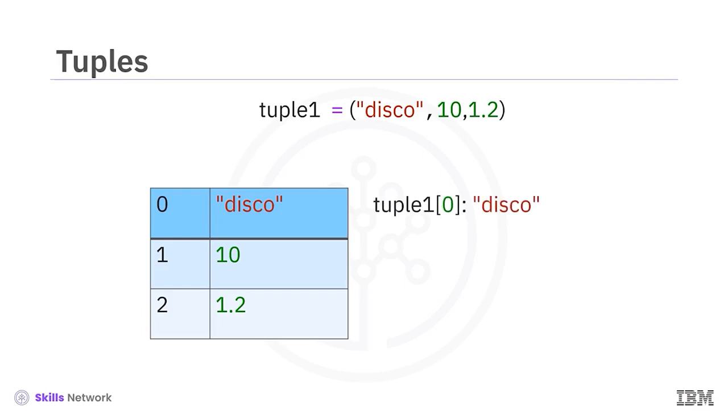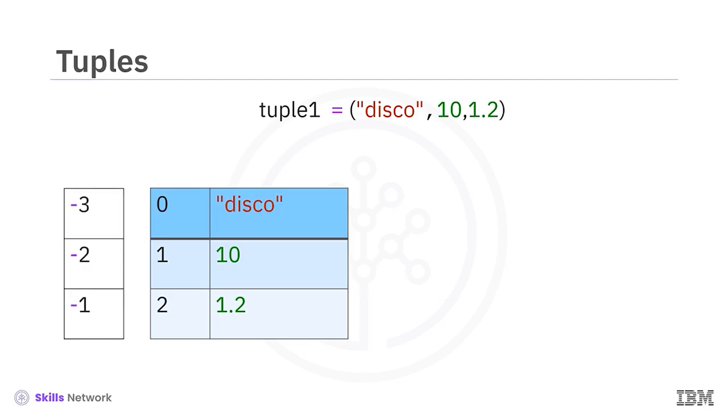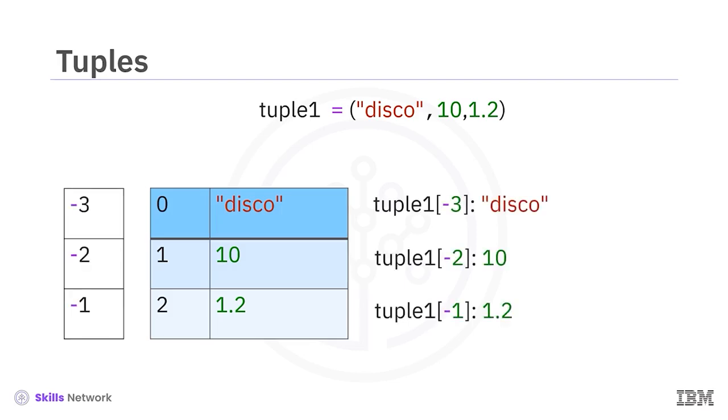The first element can be accessed by the name of the tuple followed by a square bracket with the index number, in this case 0. We can access the second element as follows. We can also access the last element. In Python, we can use negative index. The relationship is as follows. The corresponding values are shown here.